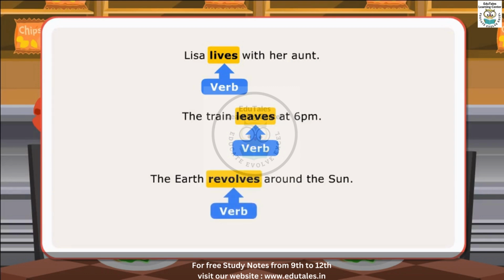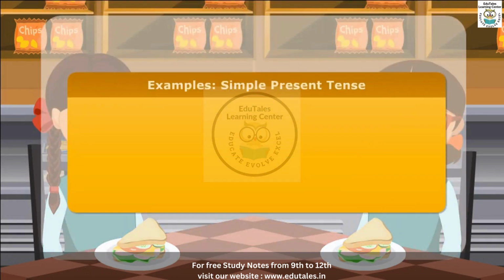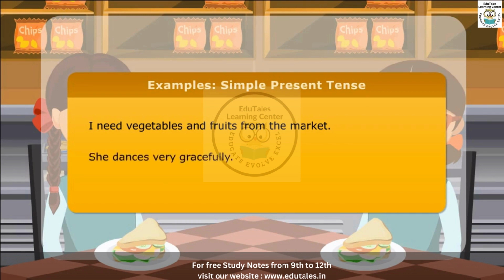In the third sentence, the verb revolves is again simple present tense since it expresses a general truth or a fact. Here are few more examples of use of simple present tense. I need vegetables and fruits from the market. She dances.